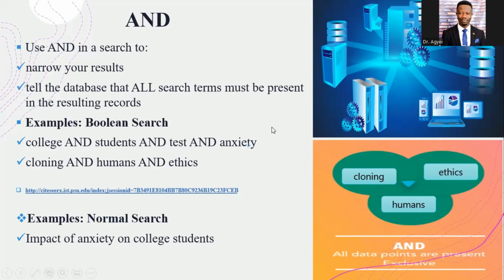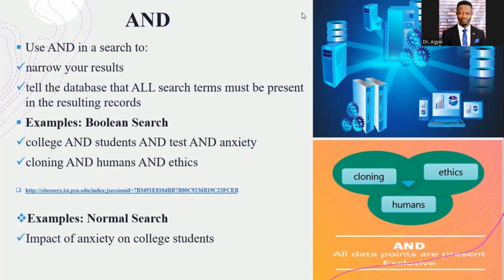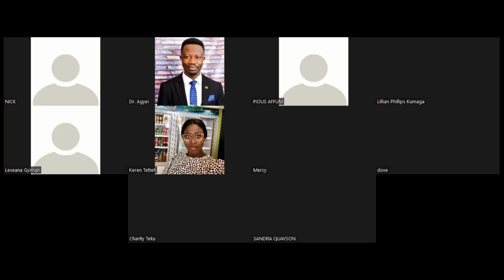So I want to post this one in our, let me stop the sharing and post this website over there, so that we do the normal search and then we use the Boolean search for us to know the difference between the two, okay? So let me post this website, the database website. One minute, let me post this one so that those of you who want to practice it as we are going along, you can do that, okay?